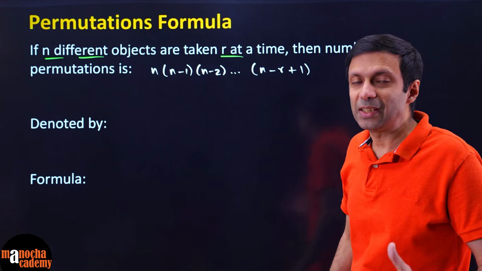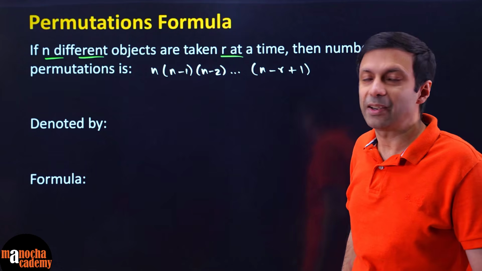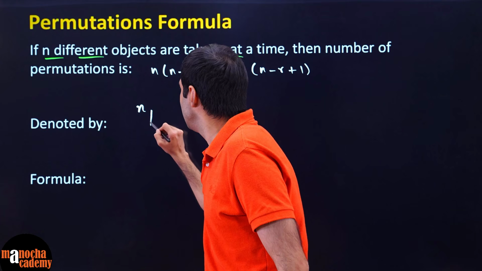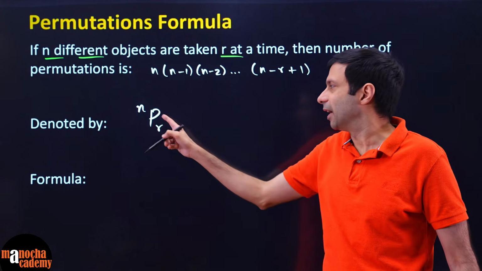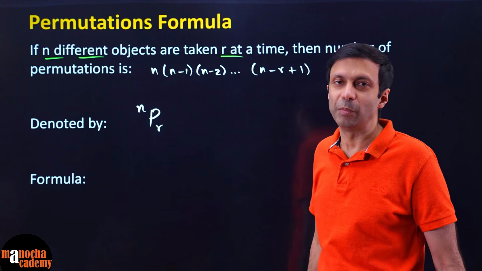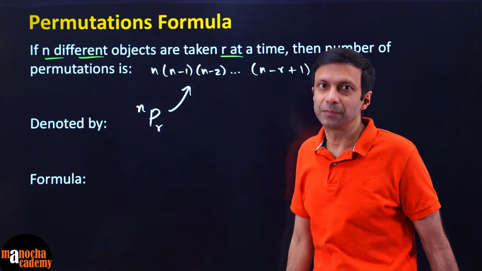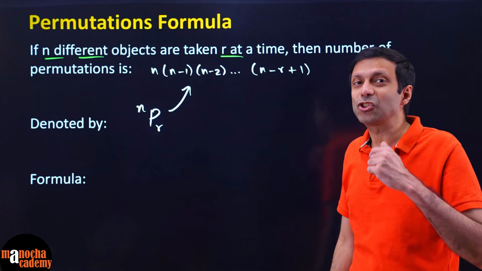Now in permutation, there's a notation for this. So when you have n different objects taken r at a time, we denote these permutations as nPr. We write n on top here and r below, and P stands for permutation. So this is denoted by nPr. But rather than writing this lengthy formula, we can actually simplify it.